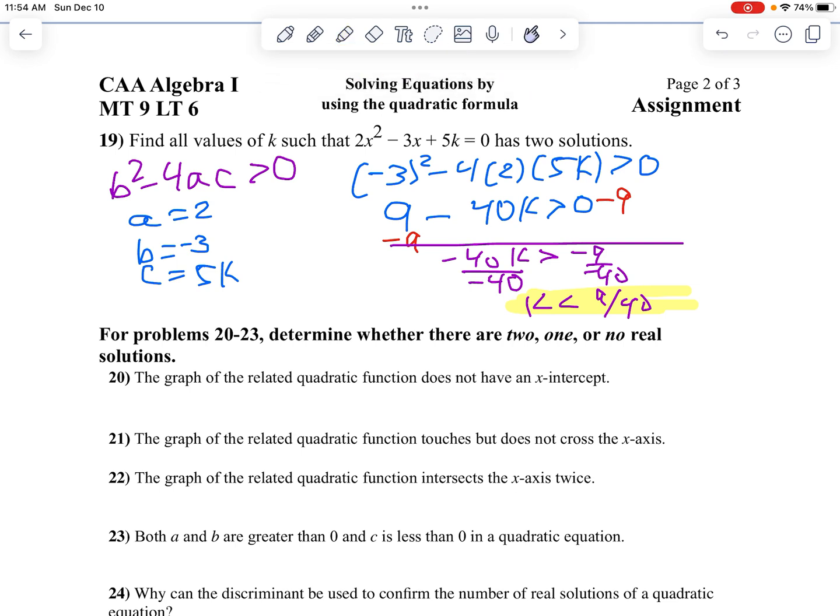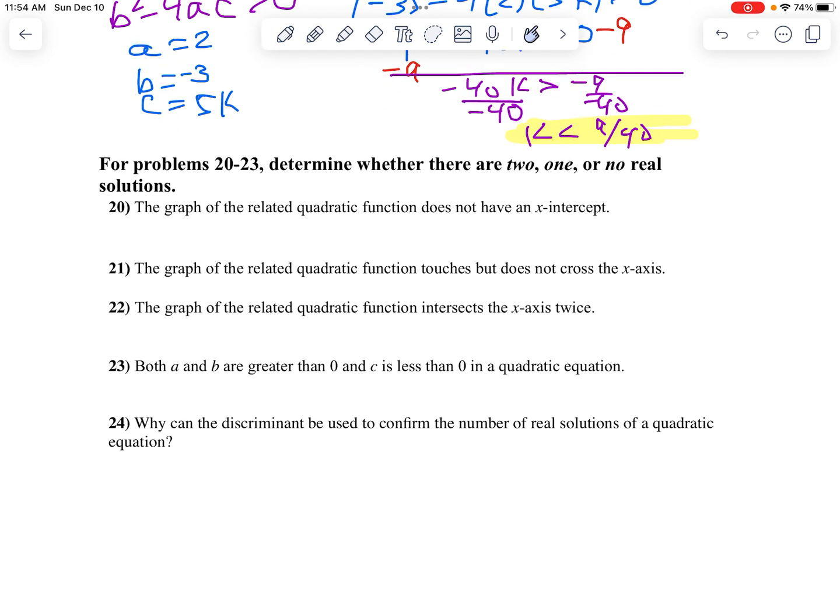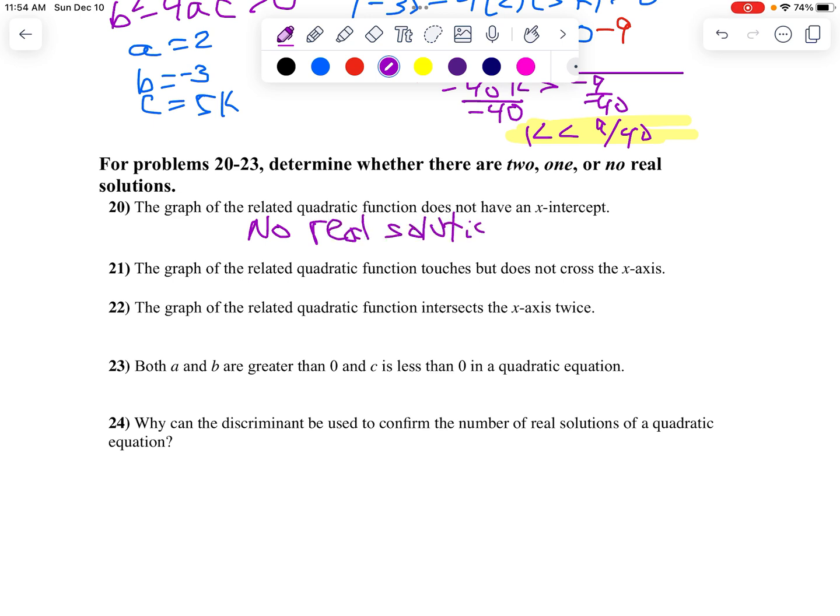Now on the next ones, if the graph of a related quadratic function doesn't have any x-intercept, that means it has no real solutions. Now, if the graph of the related quadratic function touches but does not cross the axis, it'll have one real solution. If the graph of the related function intersects the axis twice, it will have two real solutions.